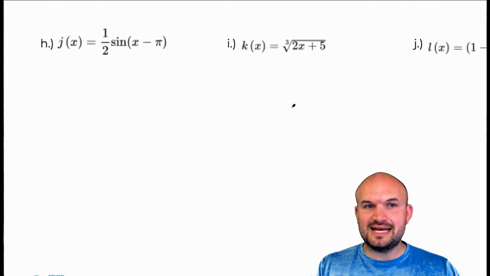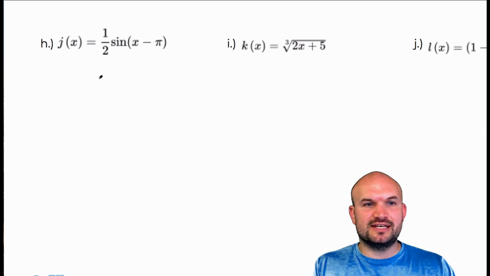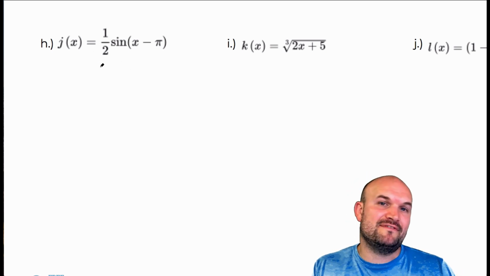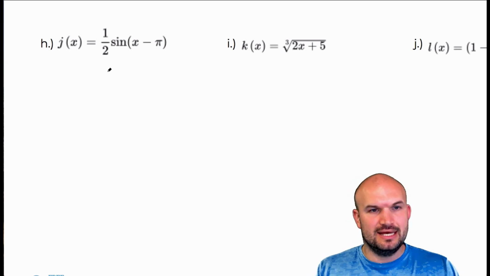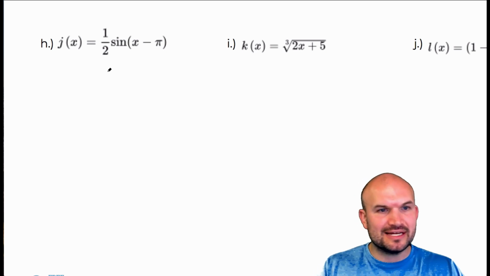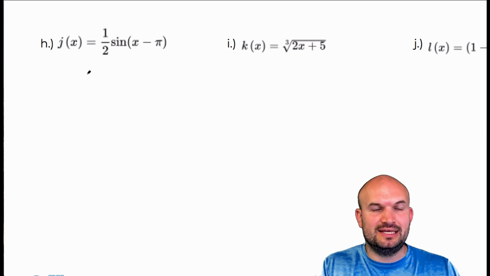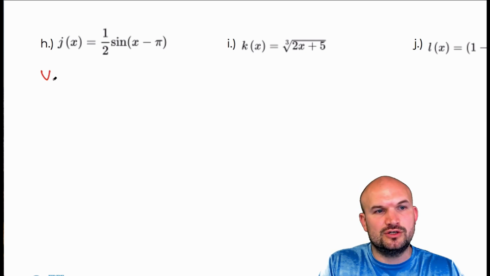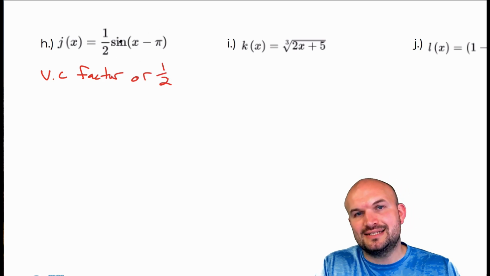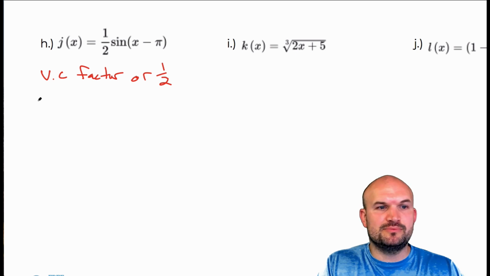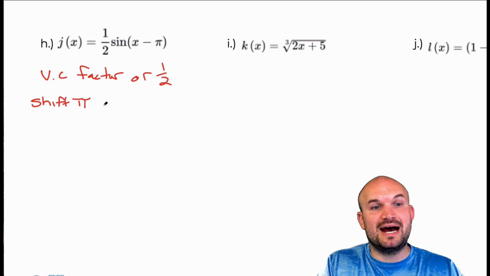All right, last set, guys. We're almost there. So let's look at this 1/2 here. The 1/2 is on the outside. We're multiplying by this 1/2 on the outside. So the important thing to understand with multiplying on the outside is that it is going to be a vertical compression factor of 1/2. I am subtracting a pi, so therefore I'm going to shift pi units right.